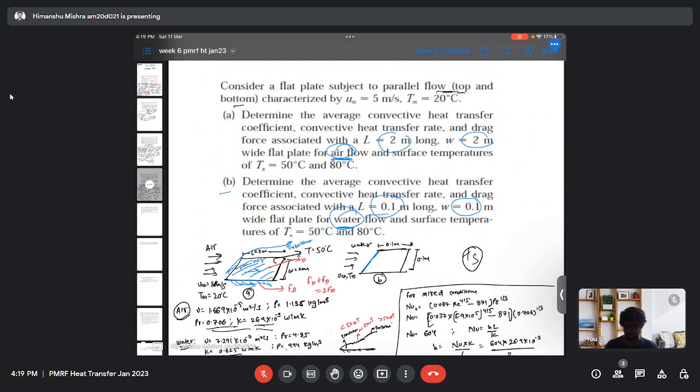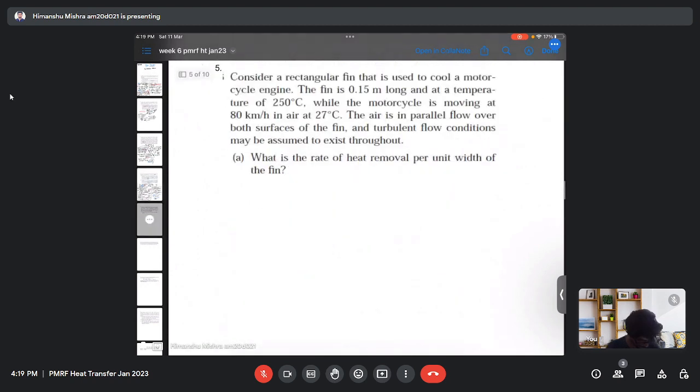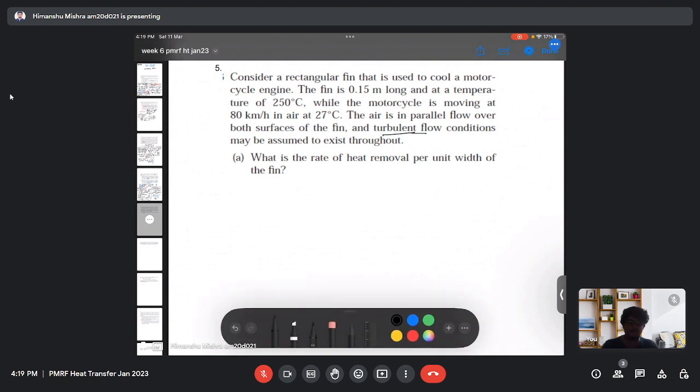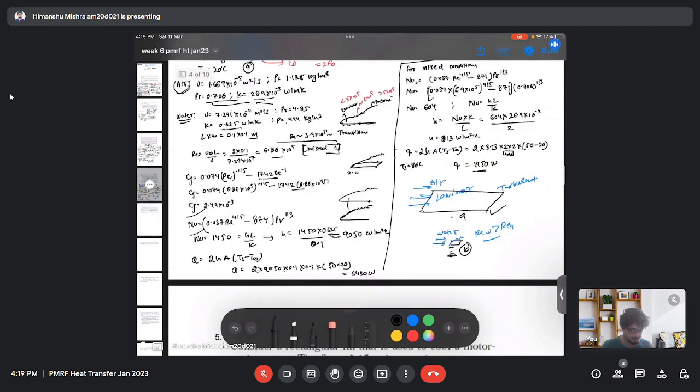So let's move to the next question. Unlike the previous question, in this question it is mentioned that the flow is always in turbulent condition. So here we can use the correlation for the turbulent case itself, and we don't need to use the correlation which we used earlier, which is valid only for the mixed condition.